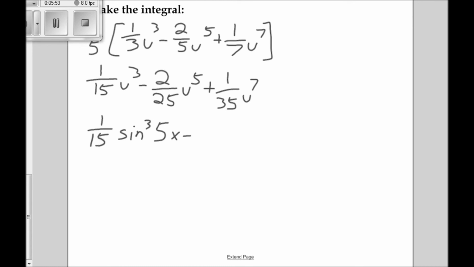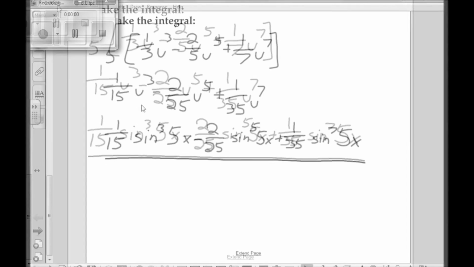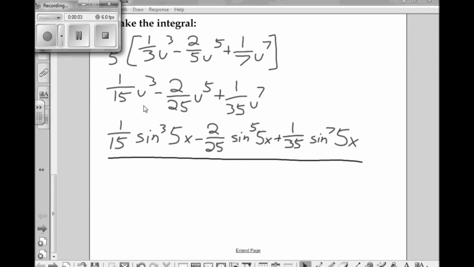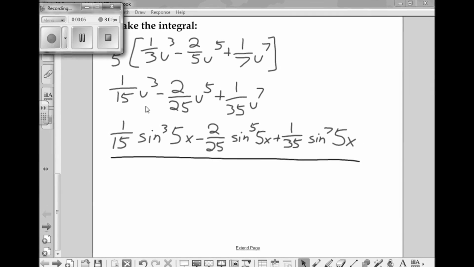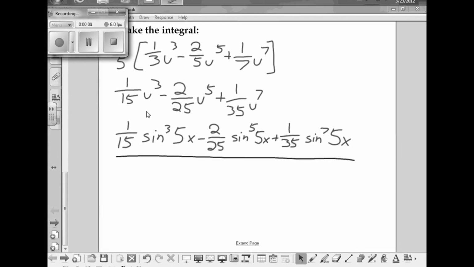Now it's time to substitute sine of 5x back in for all of our u's. This gives us 1/15 times sine cubed 5x minus 2/25 sine to the fifth 5x plus 1/35 sine to the seventh. There's your final answer, and we hope that you have learned how to do integration when it involves trig with powers.